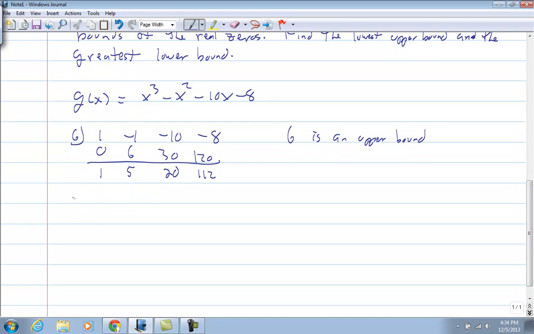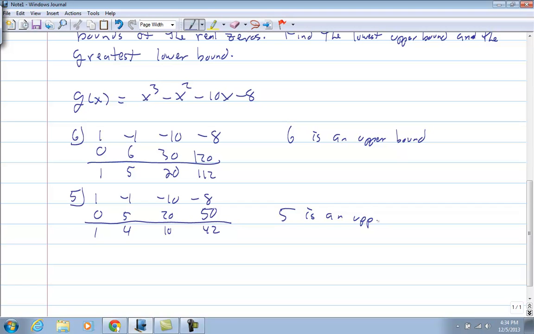Let's try another one smaller. How about 5? 1, negative 1, negative 10, negative 8. Now honestly, when I do this, I only use the potential roots. I don't just use any number in general, but this test that I have, the program that made it, does use any number in general. But here we go. 0, 1, 5, 4, 20, 10, 50, 42. So that's also an upper bound. 5 is an upper bound because in our lower row, everything is positive. Both those cases, the last row was positive.